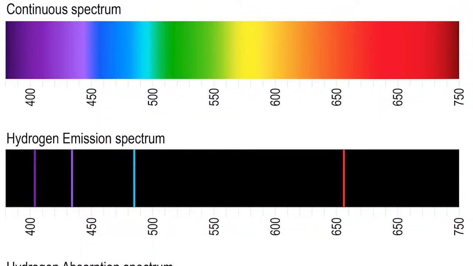Here's what it looks like. So we have our continuous spectrum, which would be all of the colors, but the emission spectrum would only give us the colors that are emitted. So that would be a black background, then the colors that are emitted: red, aqua, and our 2 violets.